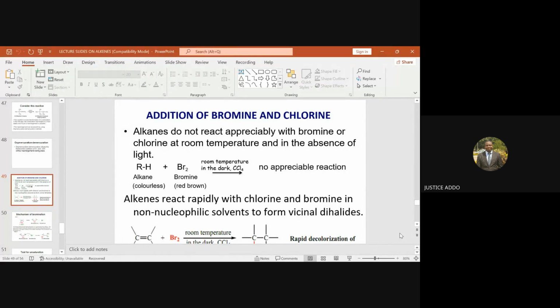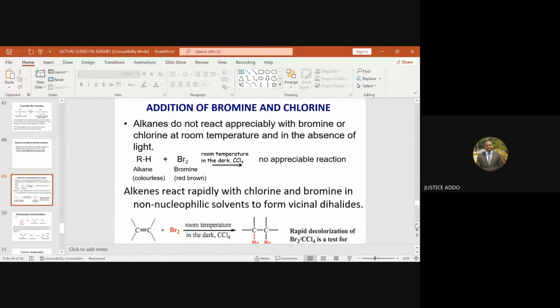Addition of bromine and chlorine. And this one, once you move to the secondary school to teach, there is this chemical test that is very common, and it's a test for unsaturation. And this reaction explains the test for unsaturation. If you have an alkane and you have an alkene, and you are asked, how do you chemically differentiate between the two? Then you can use this reaction.